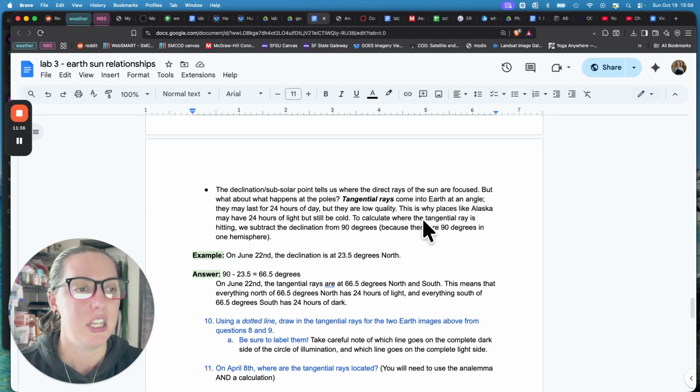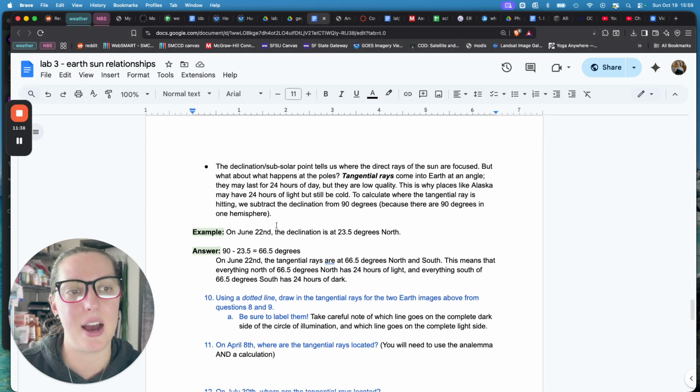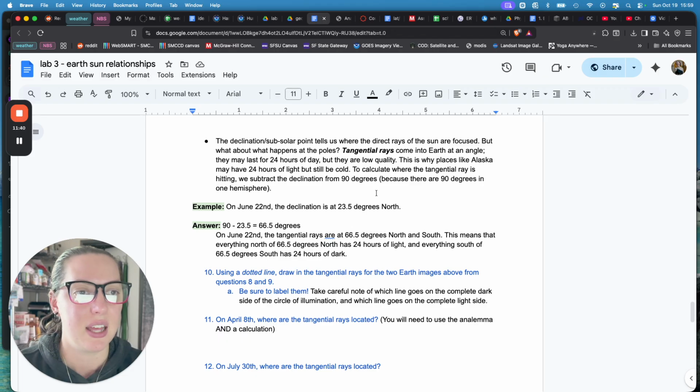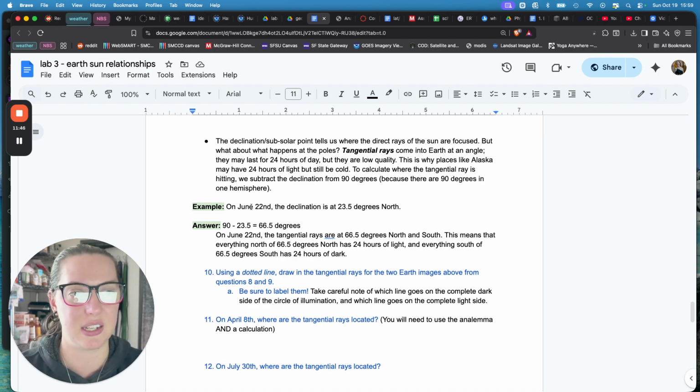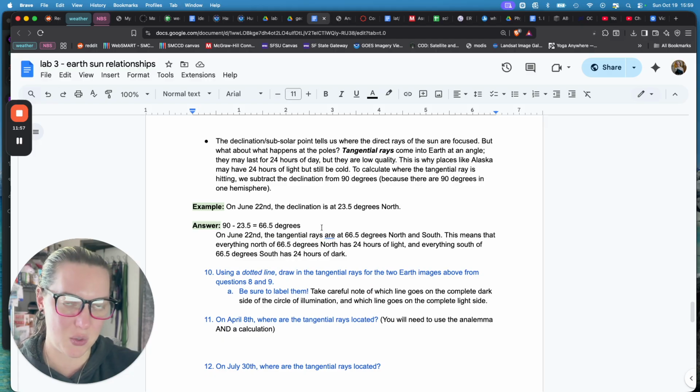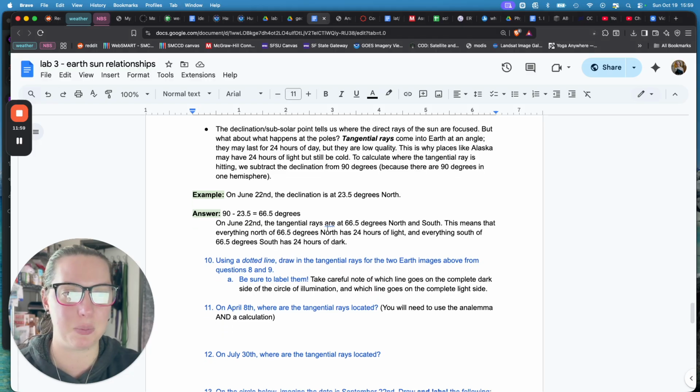And so you can calculate that tangential ray. All you have to do is subtract the latitude given from 90. So in this case, for this example here, on June 22nd, the declination is 23.5 degrees north. Maybe think about what line of latitude that might be. And then you just do 90 minus 23.5, which equals 66.5 degrees.